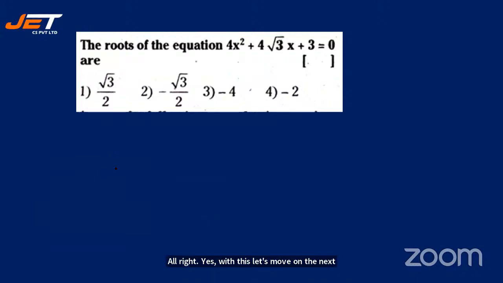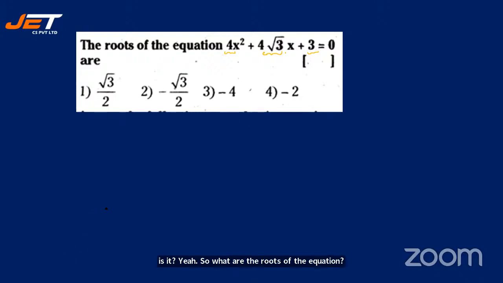The roots of the equation 4x squared plus 4 into root 3x plus 3 is equal to dash. All right. So quickly give me your answer. By then, let me explain the coefficient of x. Right? Here the coefficient of x square is 4. For x it is 4 root 3 and c is nothing but 3. All right, is it clear? So what are the roots of the equation?